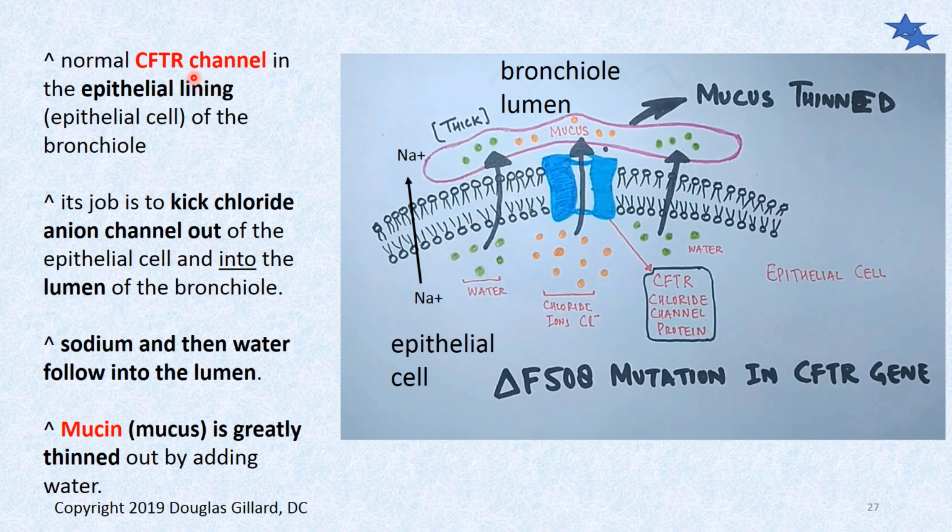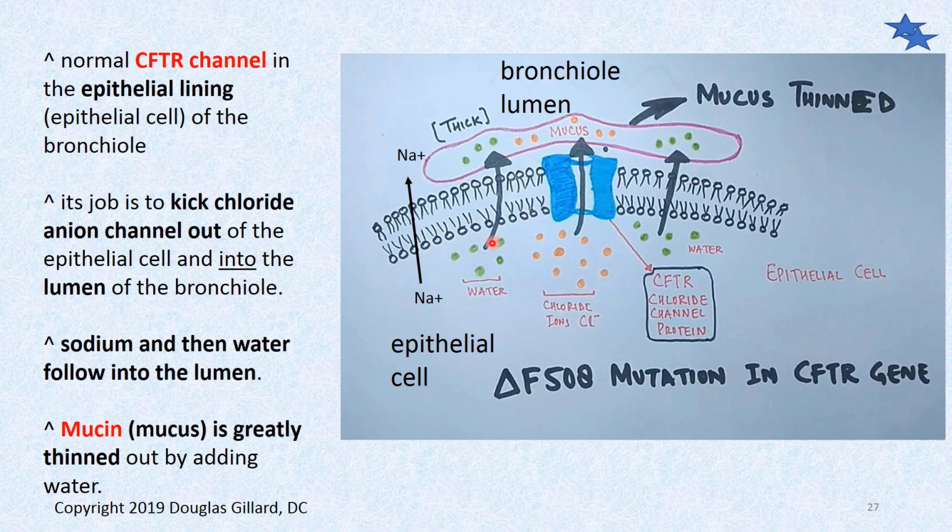So a normal CFTR channel in the epithelial lining. There's our CFTR channel, and its job is to move chloride ion out. This is the cytosol. This is an epithelial cell here, just kind of see a piece of it. This is the lumen of a bronchiole, a small bronchiole.